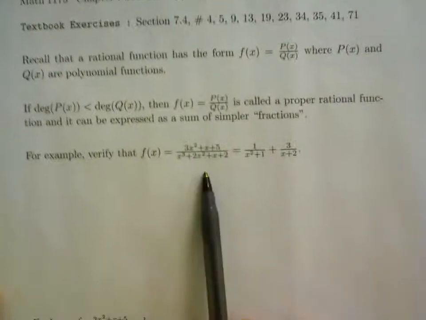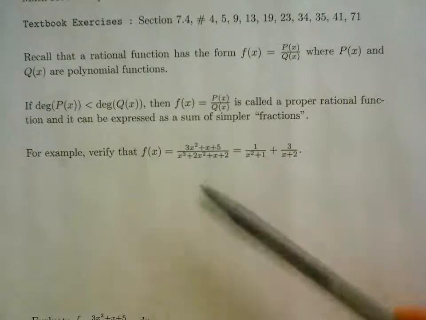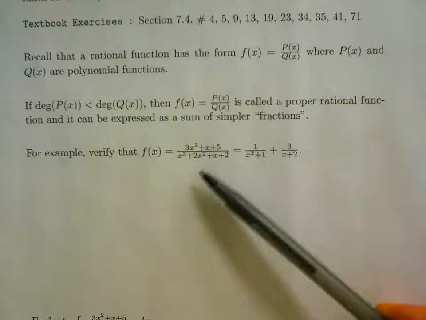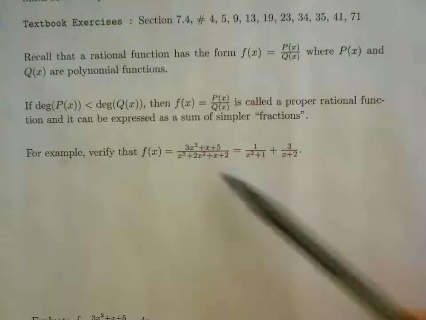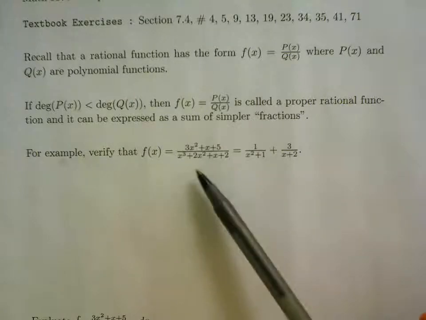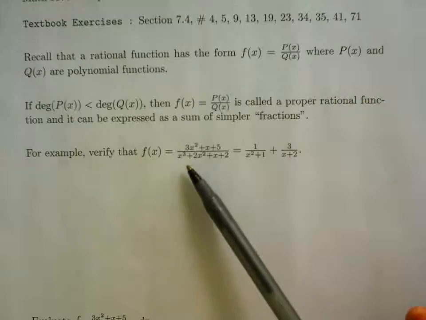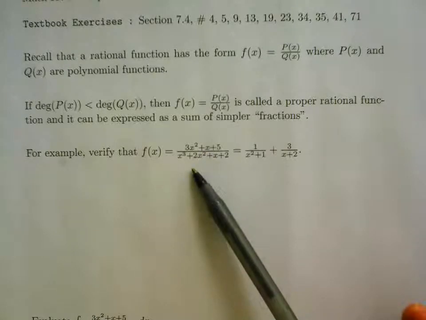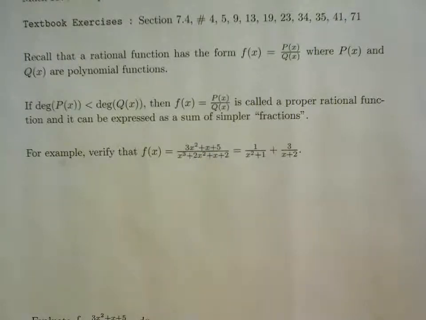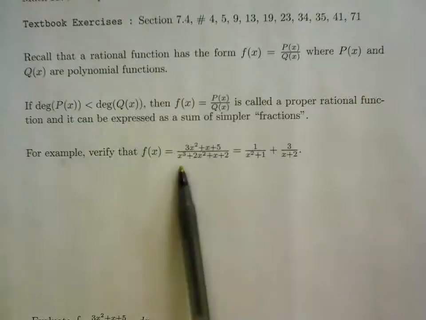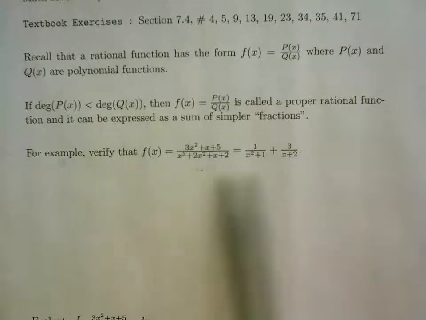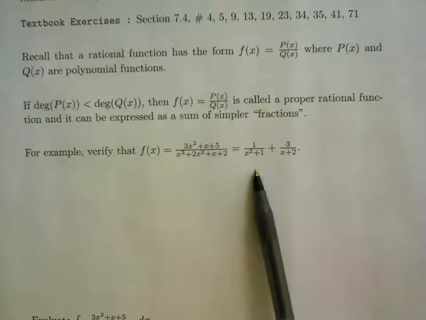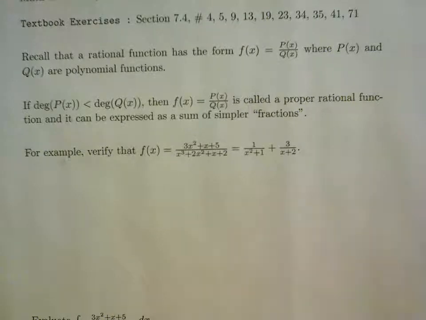So for example, if we have f of x equals 3x squared plus x plus 5 over x to the third plus 2x squared plus x plus 2, we see that this is a proper rational function. The degree of the numerator is 2, the degree of the denominator is 3, so it's a proper rational function. And this rational function can be expressed as a sum of smaller fractions, 1 over x squared plus 1 plus 3 over x plus 2.